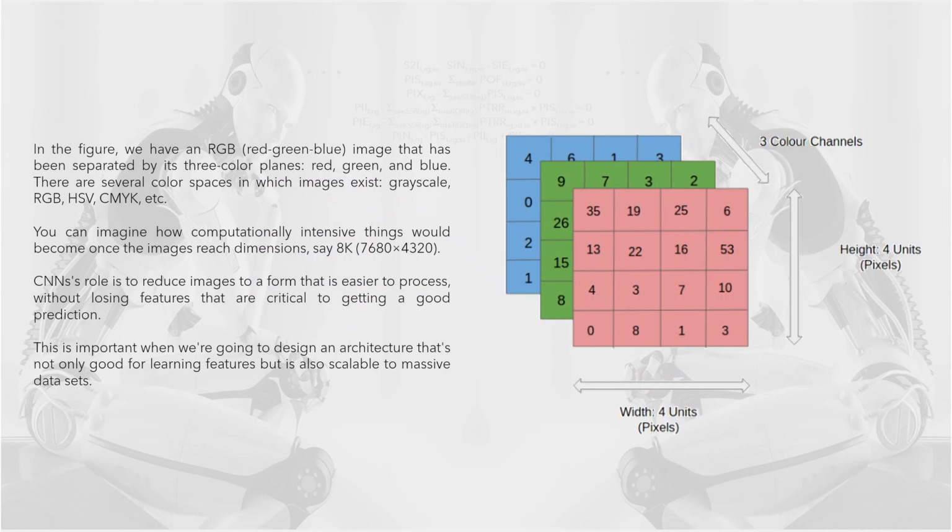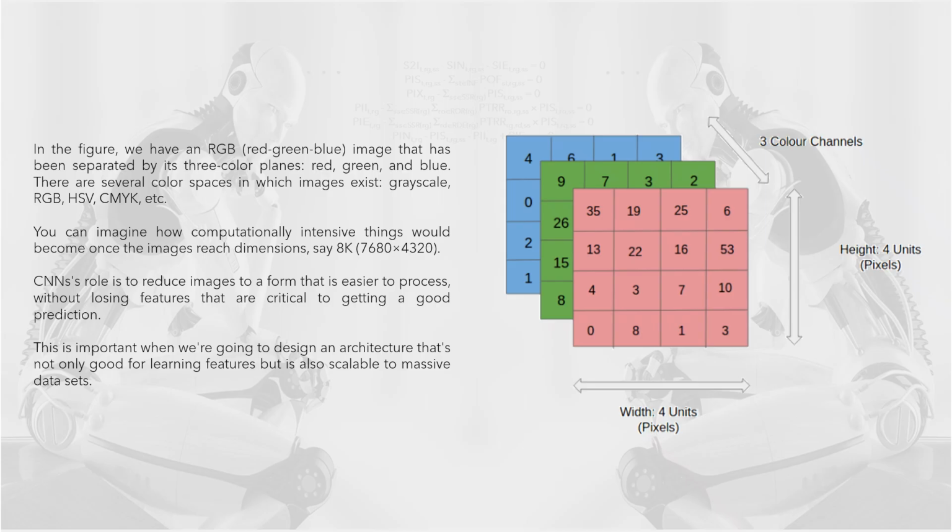In the figure, we have an RGB, red, green, blue, image that has been separated by its 3 color planes: red, green, and blue. There are several color spaces in which images exist: grayscale, RGB, HSV, CMYK, etc. You can imagine how computationally intensive things would become once the images reach dimensions, say 8K, 7680 x 4320.